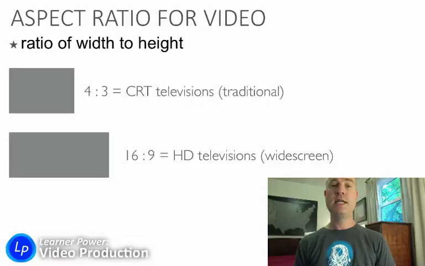So 16 to 9 is the aspect ratio for HD televisions, which we also call widescreen aspect ratio.